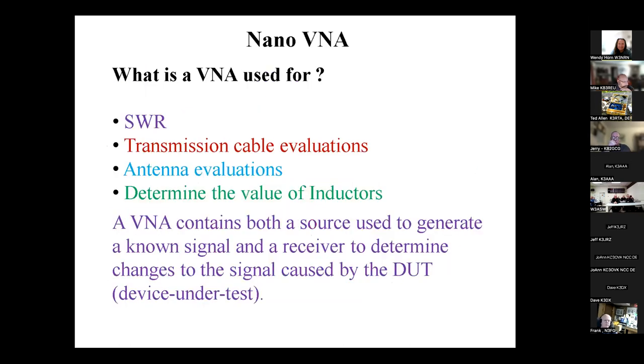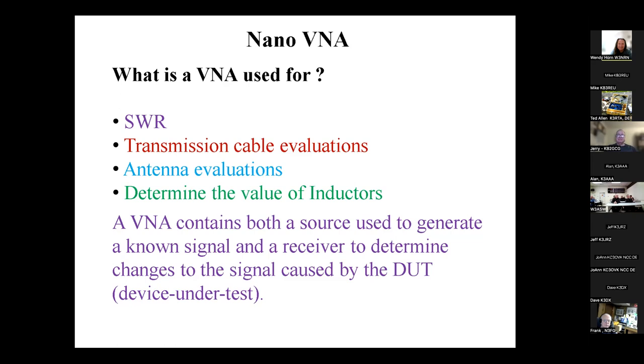So what is this thing used for anyway? What I use it for is SWR. You can check transmission cables to evaluate your transmission lines. A lot of people use it for antenna evaluations, which we'll try here with Wendy's antenna. And you can determine the value of inductors and other things. Traps, things like that. We'll show you that too.